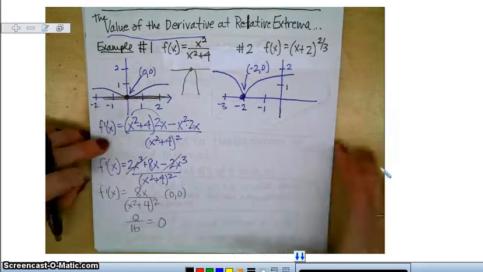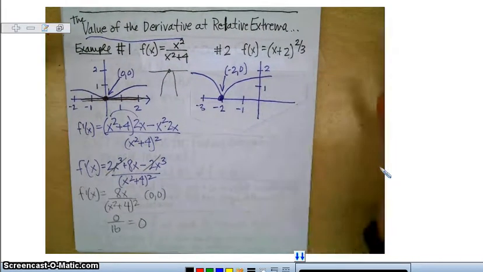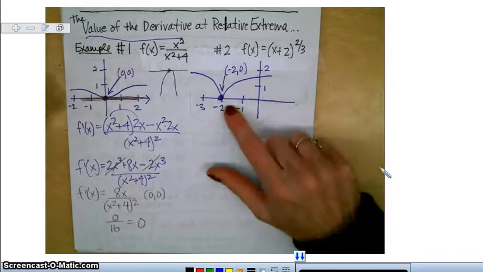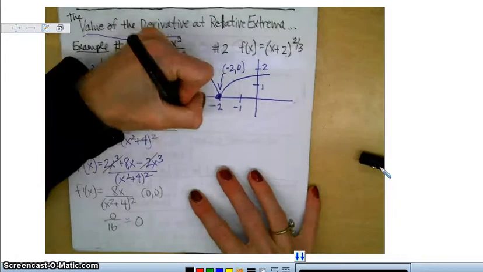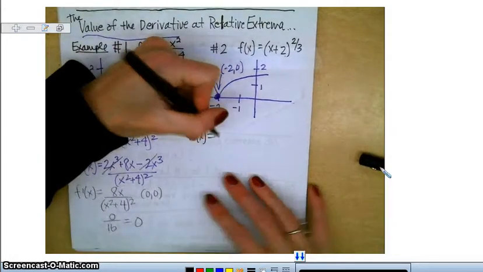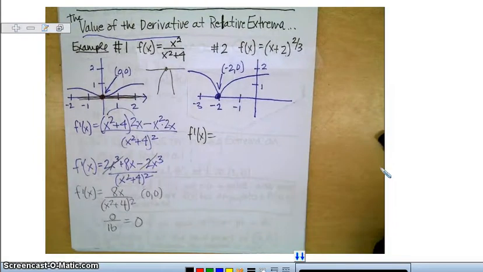All right, so now let's take a look at the next one. Same exact thing. Let's find the value of the derivative at this extrema. We're going to have a slightly different outcome here. So I take the derivative, f prime of x. You don't know that you're going to get a different outcome, so just take the derivative.